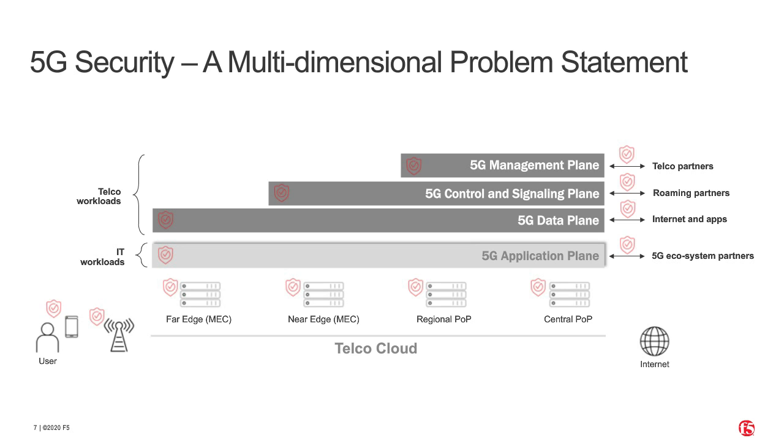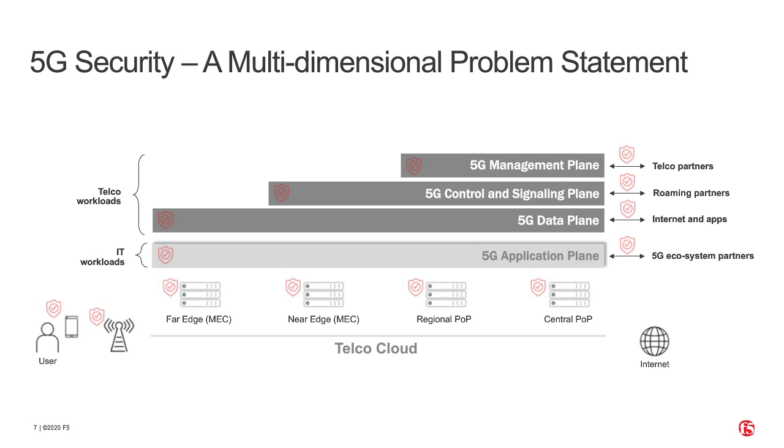The next layer is the control and signaling plane. So think about this as anything related with connecting to the network, the authentication, the mobility aspects, the roaming aspects. So here you will typically, or the service provider will typically interconnect with roaming partners, which is another degree of security threats that can come into your network.